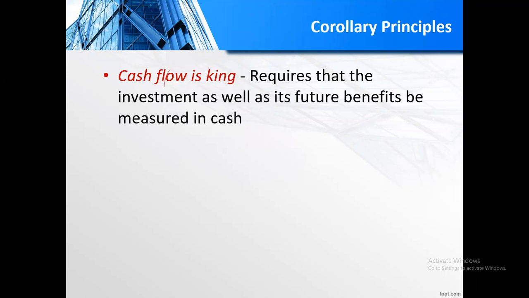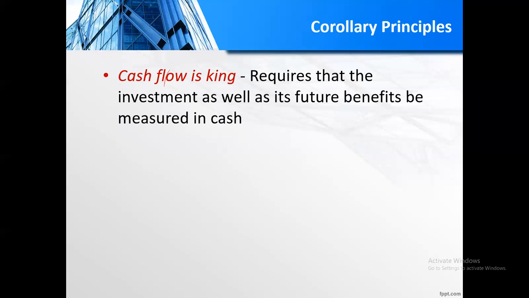But how do we compute for the cash flow? There's a way to do that. When we go to capital budgeting, we will learn that in order to estimate cash flow, we first have to estimate the income statement. Okay, then from the income statement, we convert it into cash flow. Okay, and there's a way to do that. But again, guys, it's cash flow is king.